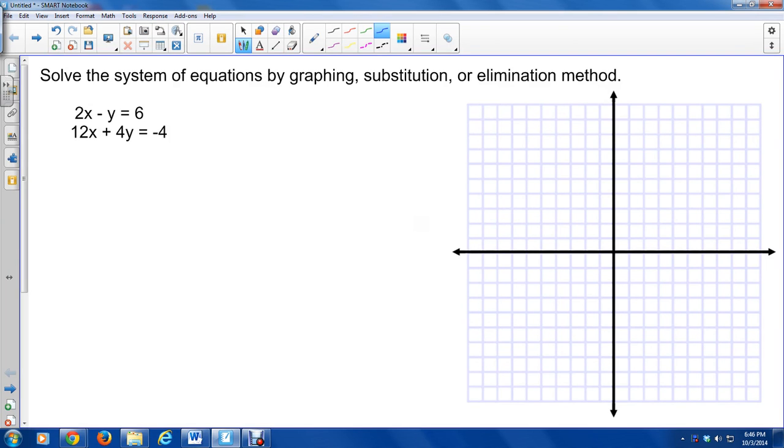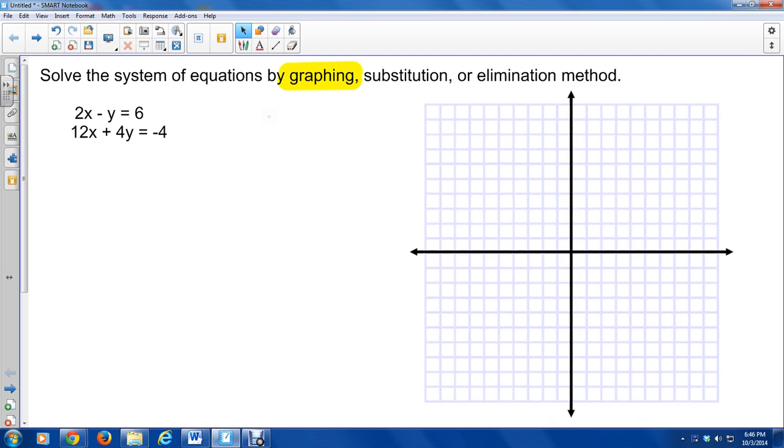Okay, today I'm going to help you review how to solve systems of equations. We have three different methods. We can graph them, we can use substitution, or we can use elimination. Starting off, we are going to be using the graphing method. It'll help us review what the point is of a solution to a system of equations.